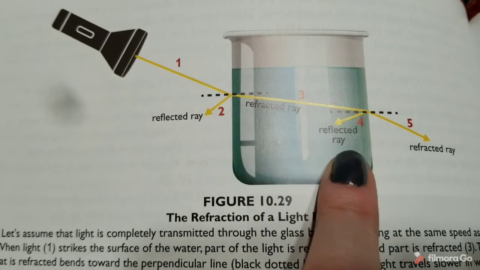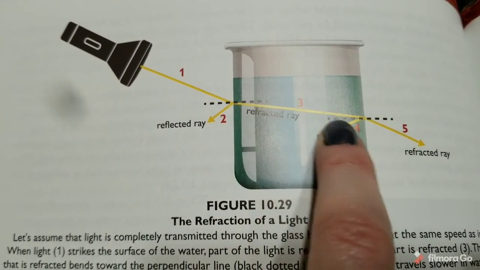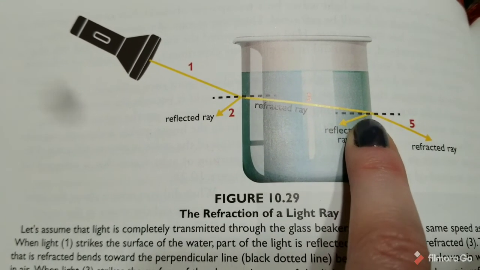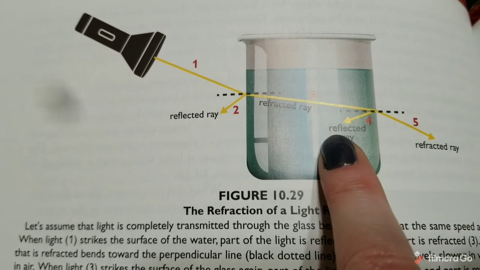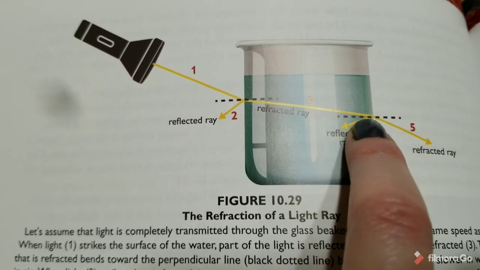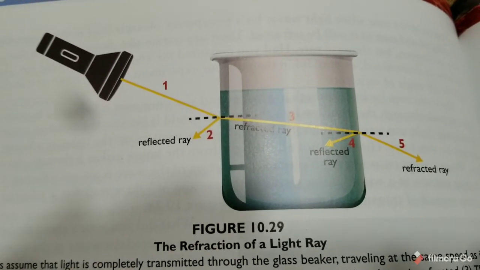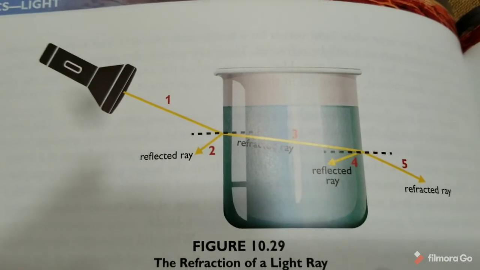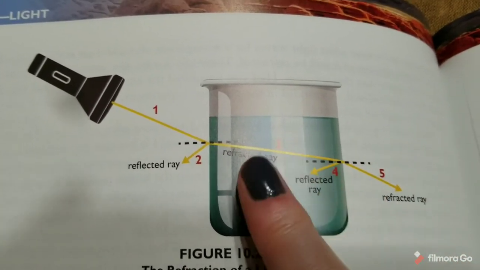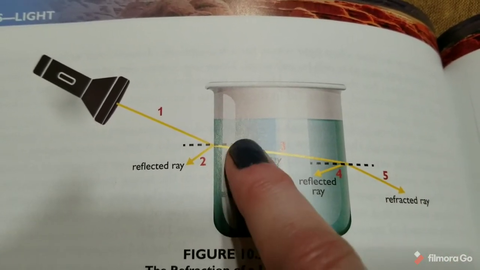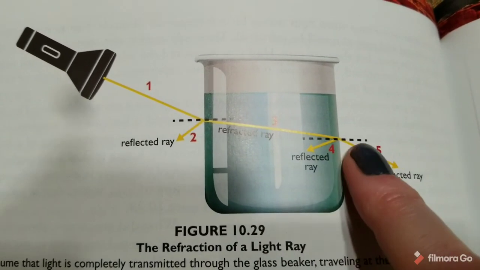So here we go. We're going to do this again. And this is going a certain light speed here. It's going to hit this edge of the glass, and some of it's going to be reflected. So we have a new angle of incidence, an angle of reflection, and they should match. It doesn't look like they do, but they do. They should match. And then out here, this is refracted, and this one bent toward the perpendicular line. This one's bending away from it.